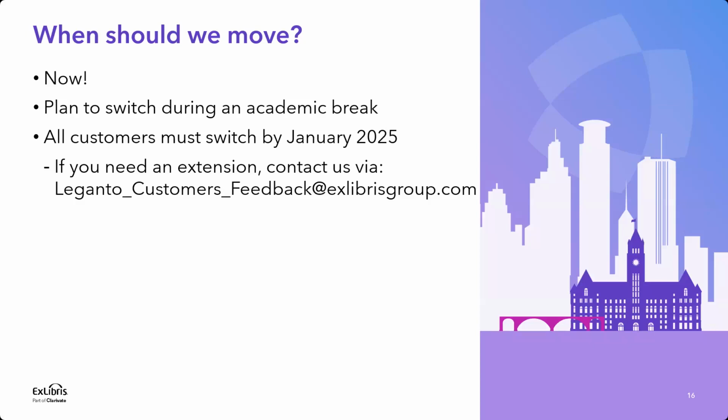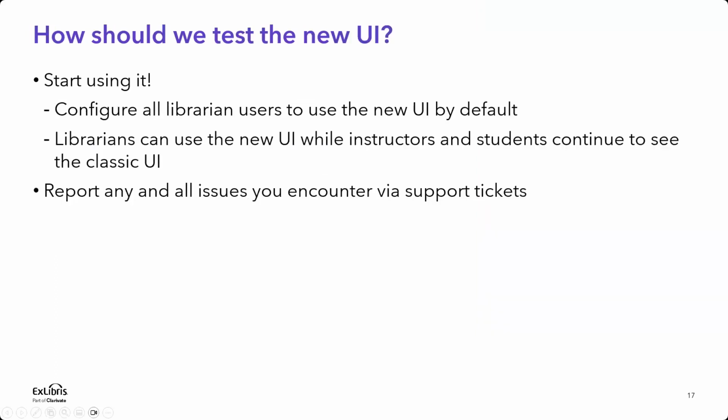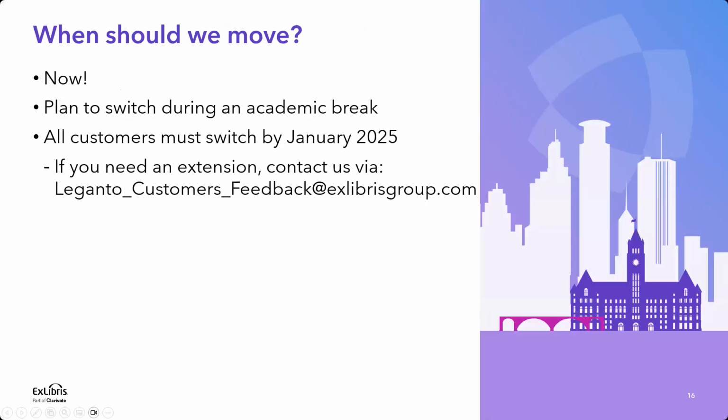So please do take a look at the new UI, start testing it, look at those things on the Getting Started page. If you have a reason that you can't switch by January 2025, reach out and let us know. So I have the email address also on the slides here, this customer feedback. I don't know if I'll be able to copy this. No. So email us, Leganto customer feedback, customersfeedback@exlibrasgroup.com. And this is also a place to share any other feedback that you may have.